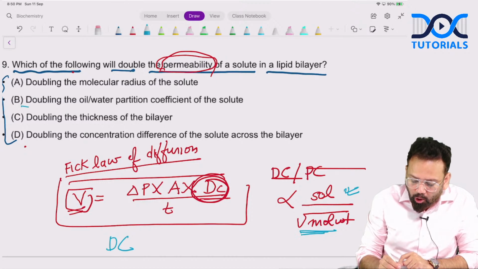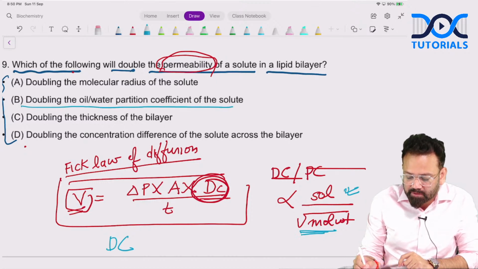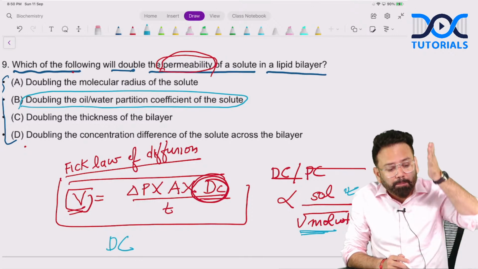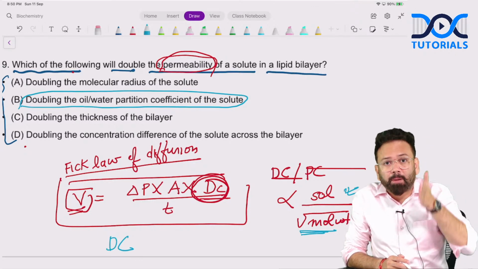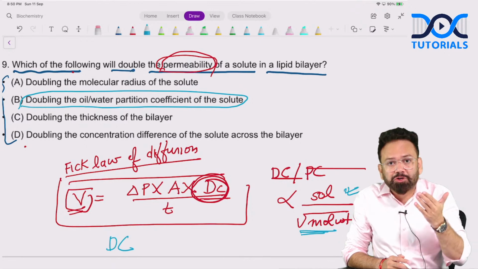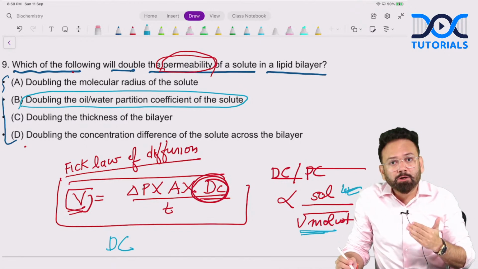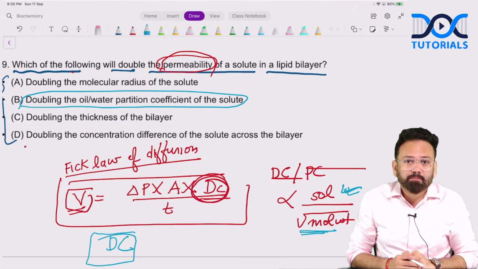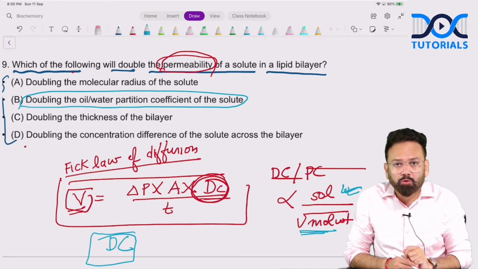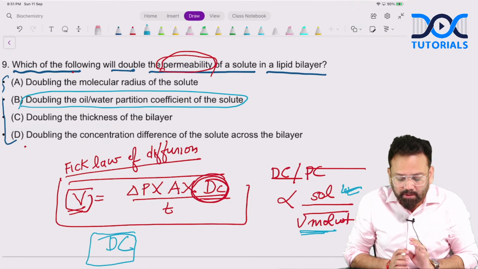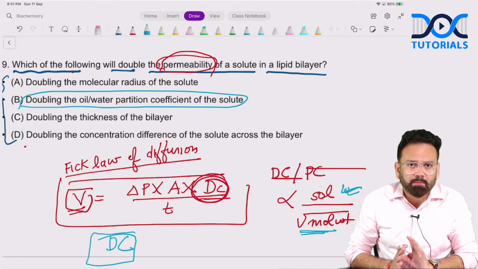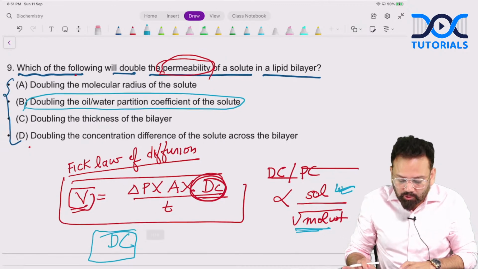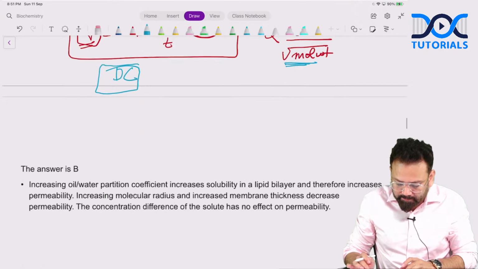So doubling the oil-water partition coefficient of the solute will increase the solubility. It depends on the partition, the material of the partition. If you double the coefficient, permeability will increase, solubility will increase, and the coefficient will also increase. This is different from the normal MCQ. And this is a repeat MCQ. Whatever I am asking has all been asked in some examination. So this must be at the tip of your tongue. Okay, so the answer is B, not D.